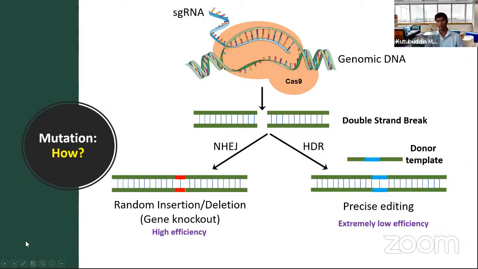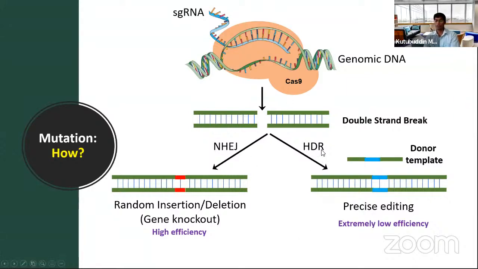So this is a very, very efficient pathway, an efficient method that a lot of people use or harness for generating a lot of mutations. Okay, so as you heard from Dr. Solanke, he was also using this pathway to mutate genes.